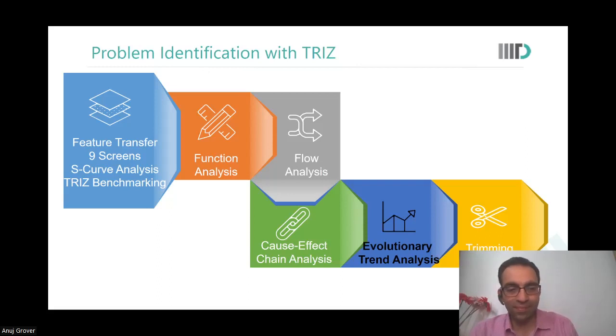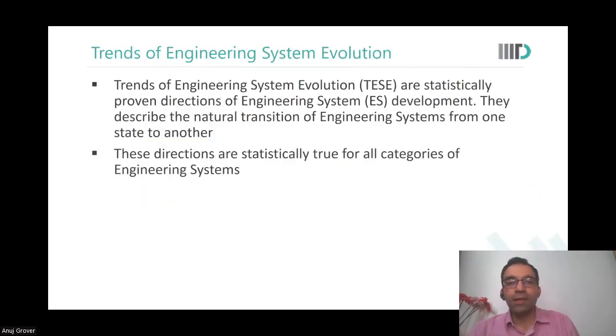Yes. So trends of engineering system evolution are statistically proven directions of engineering system development. They describe the natural transition of engineering systems from one state to another. And these directions are statistically true for all categories of engineering systems. So what is the difference between statistically true and true?